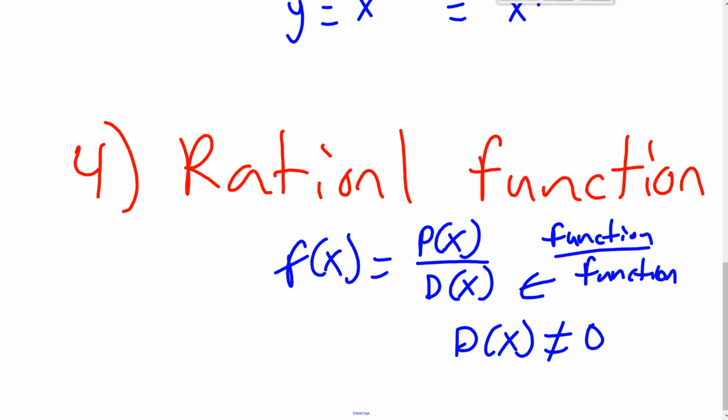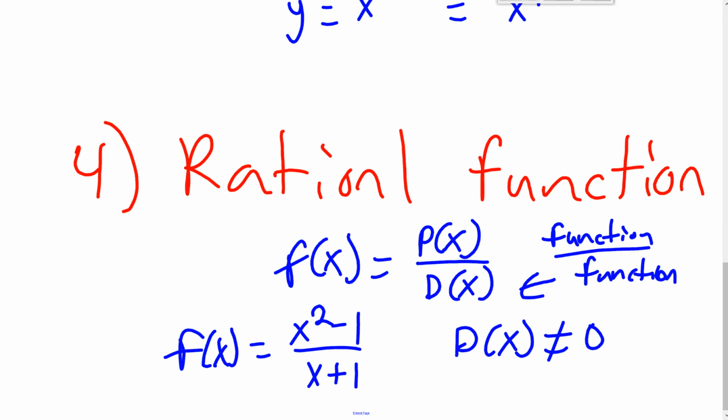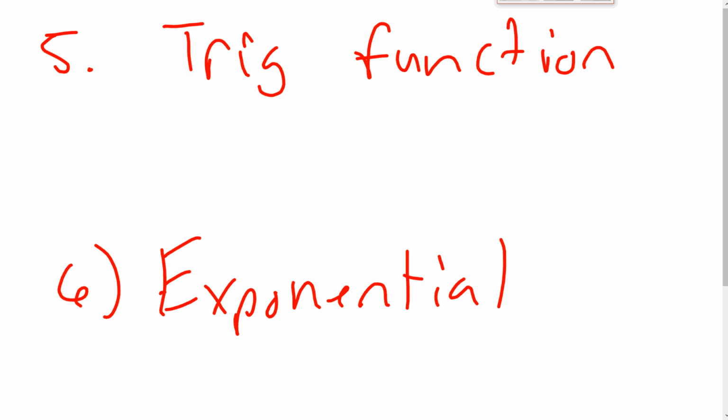So you might have an example like something like this, f of x equals, so you have some polynomial function on top, say x squared minus 1, you might have x plus 1 on bottom, something like that. So there you go. There's a rational function. You can simplify it, but okay, then we have our trig functions.